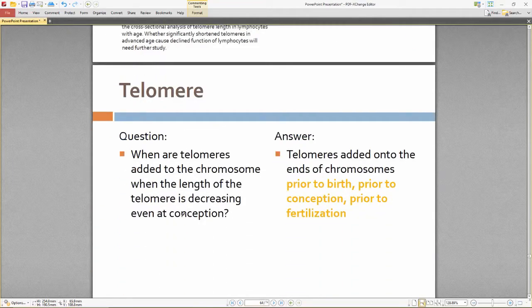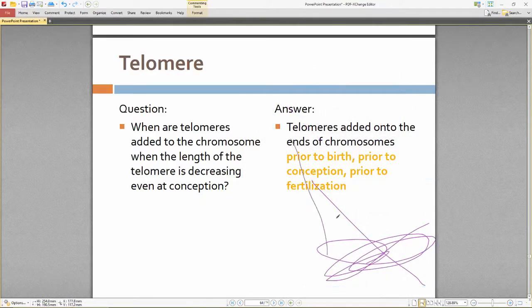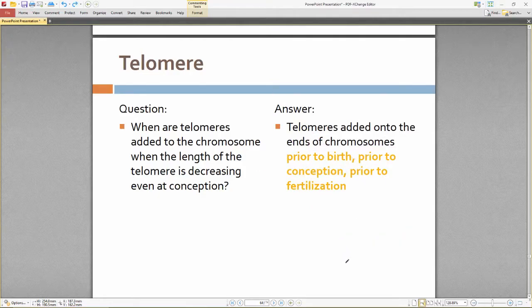A little question here. When are telomeres added to the chromosome? They're added prior to birth, prior to conception, and prior to fertilization. That's not the full answer. What do you guys think? When do you think telomeres are added to chromosomes?